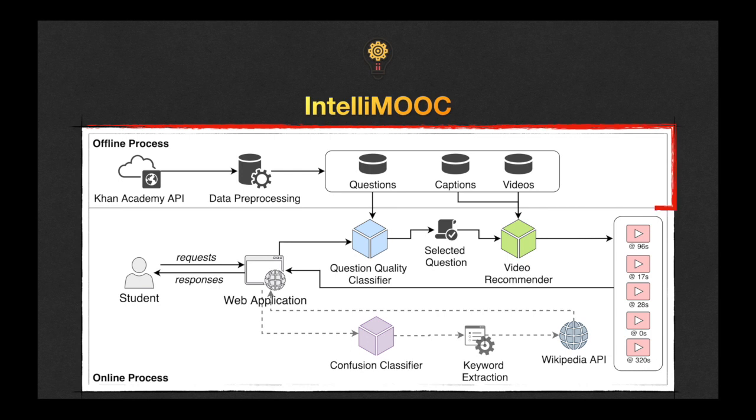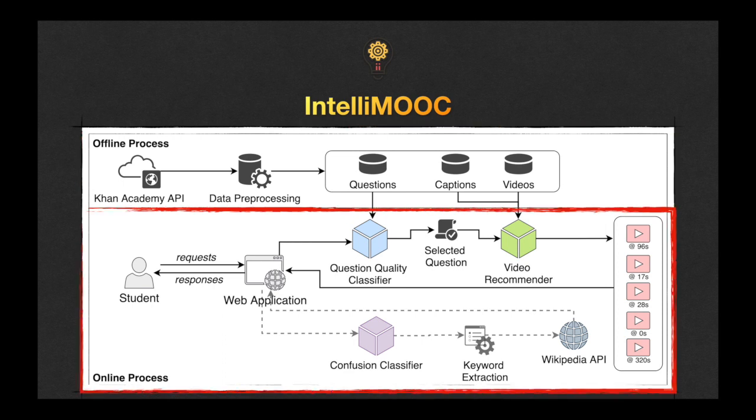In the offline process, we collected data from Khan Academy and pre-processed them with NLP techniques. As a result, we got videos, questions, and captions datasets. Next, in the online module, we have a question quality classifier, confusion classifier, and video recommender system.